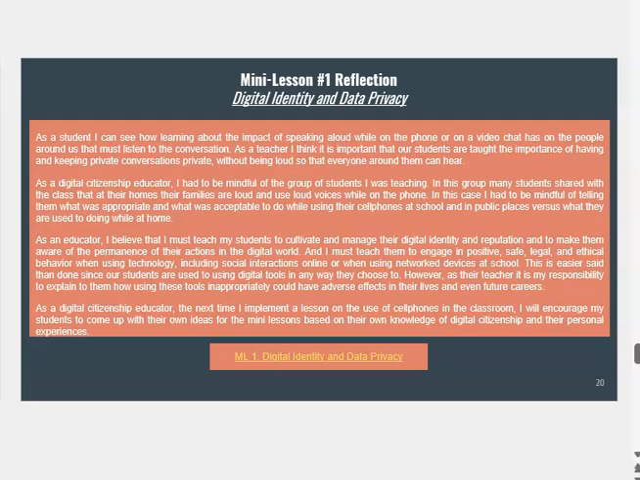I believe that I must teach my students to cultivate and manage their digital identity and reputation, and to make them aware of the permanence of their actions in the digital world.